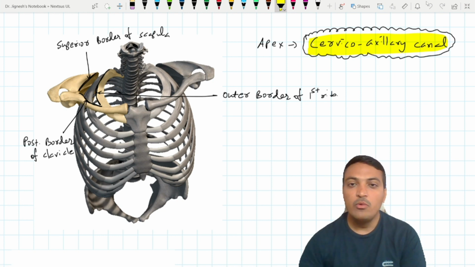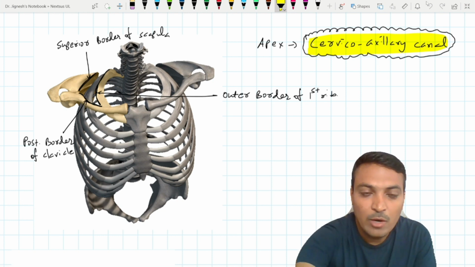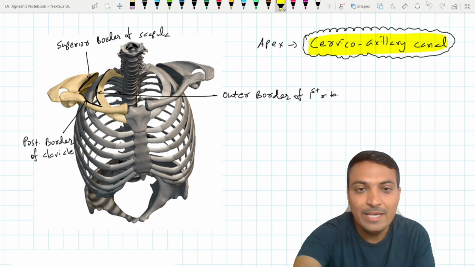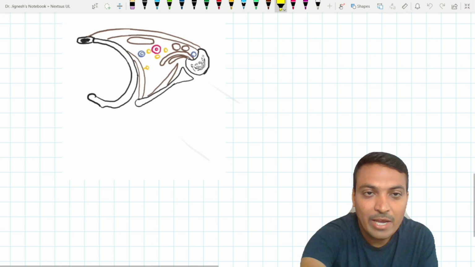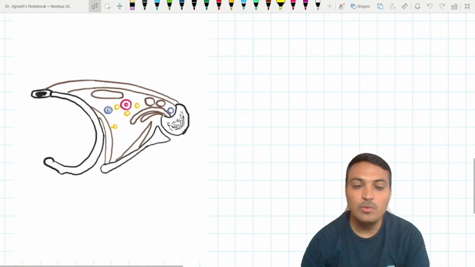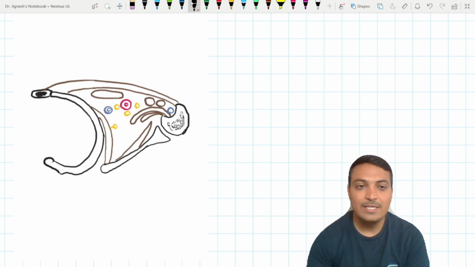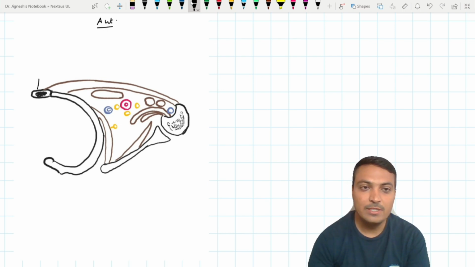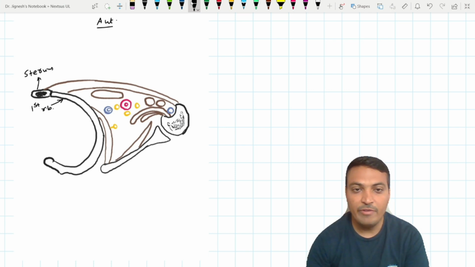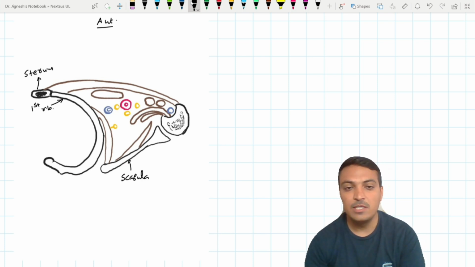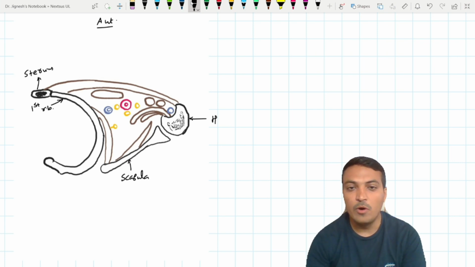Now let's move on to the other boundaries of the axilla. For that, we have to take one transverse section of the axillary region, and we can find this figure. This one is the transverse section of the thoracoaxillary region. For the orientation, this side is the anterior side. We can see this structure is the sternum, and here this one is the rib. On the posterior side, we can see this is the scapula. So this is the transverse section of the body of the scapula. And on the lateral side, we can see this is the humerus bone.